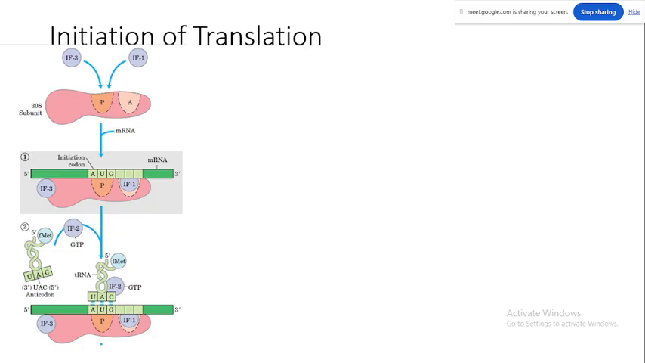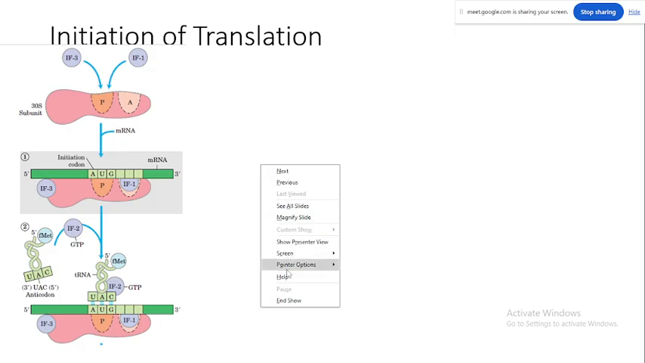Then it will recruit the mRNA. And this mRNA will be positioned on the 30S ribosomal subunit in this way: the mRNA will have the Shine-Dalgarno sequence, which will interact with the complementary sequence in the ribosomal RNA in the 30S subunit. So that we will see later.